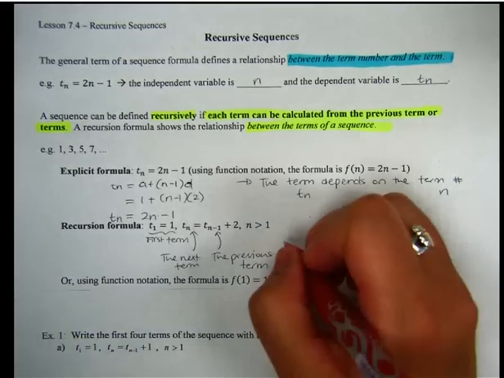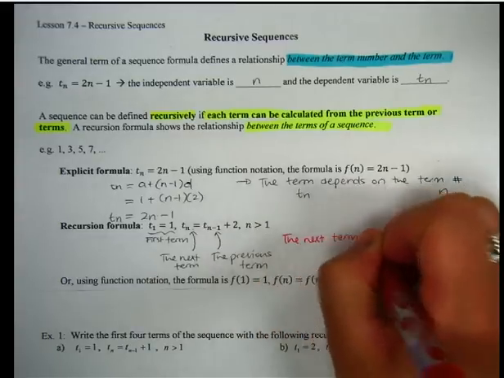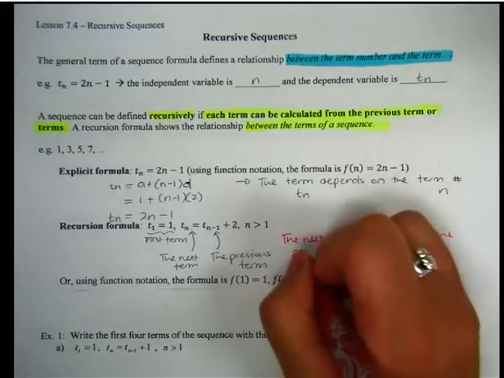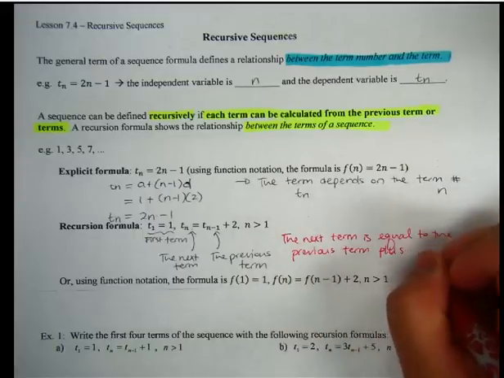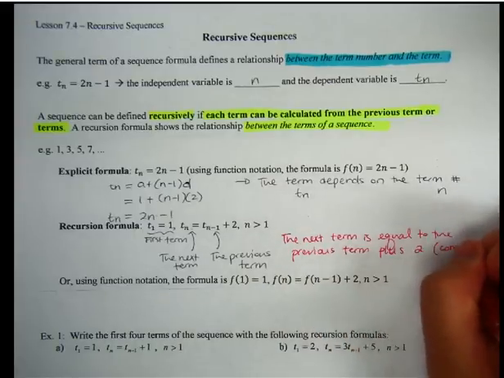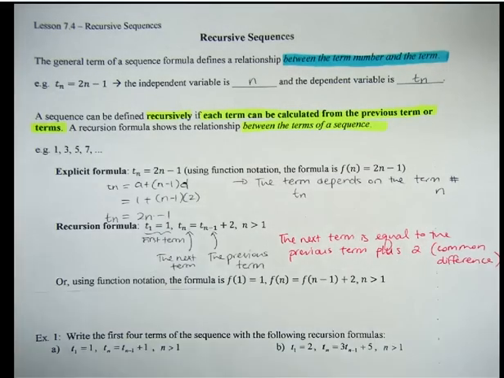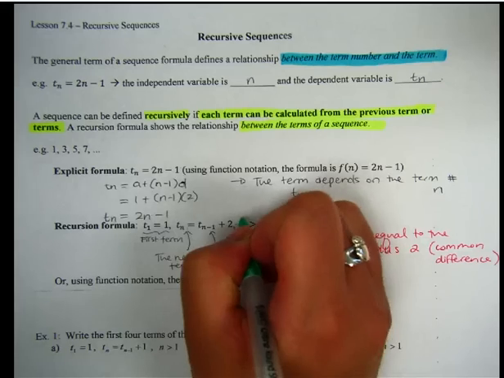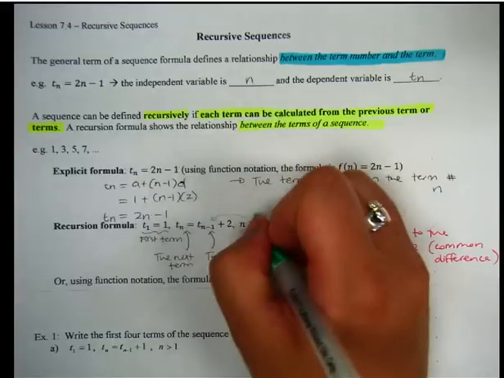If we were to write this out in words, we would say that the next term is equal to the previous term plus 2, 2 being the common difference. And we have this restriction that n has to be greater than 1 so that our term numbers are always whole numbers.